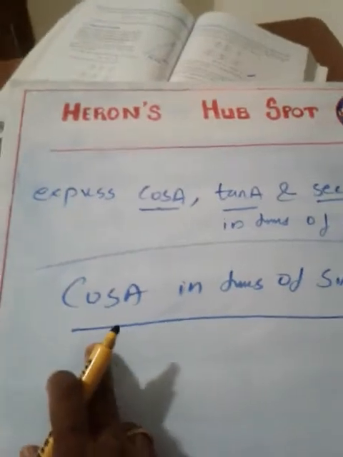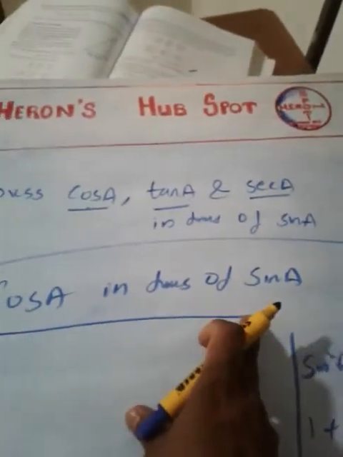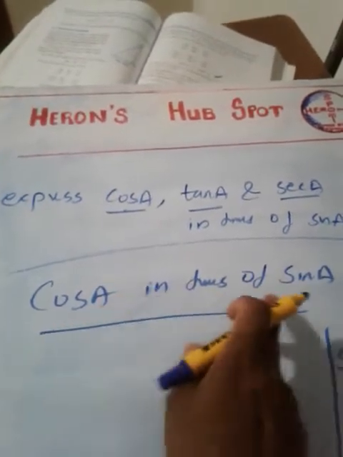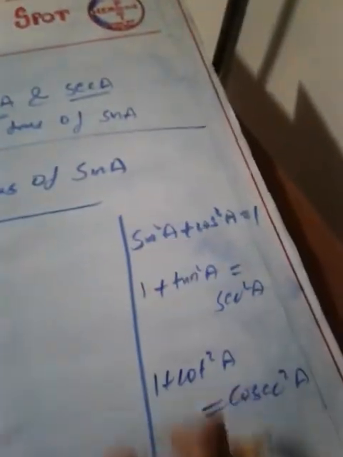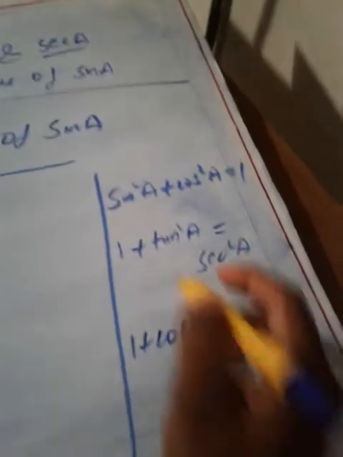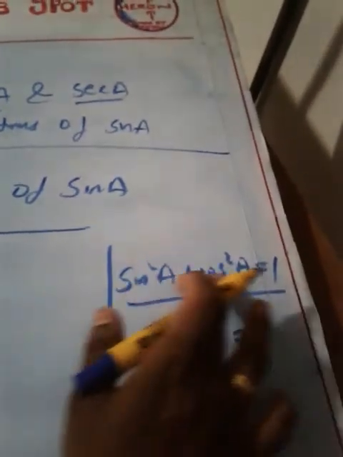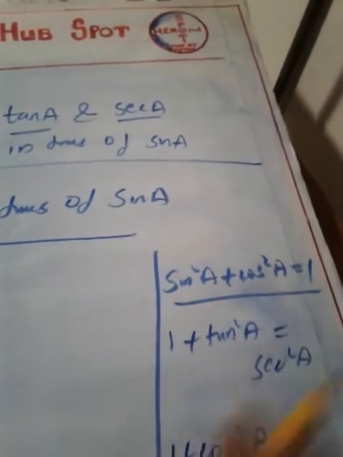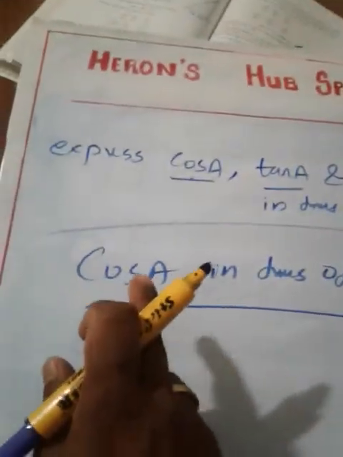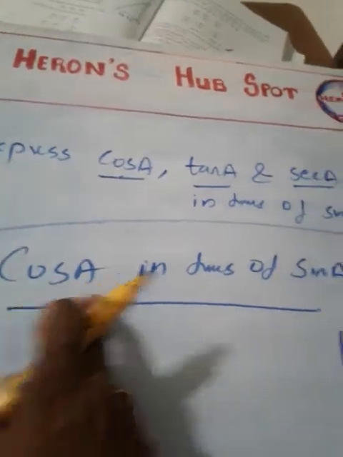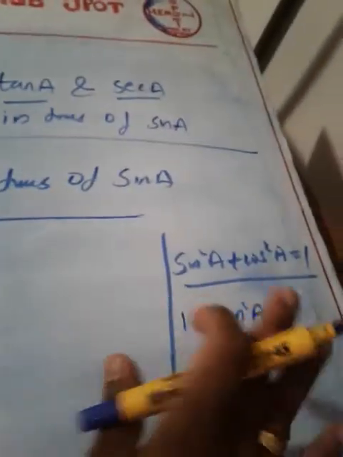And what is the question? We have to express cos A in terms of sin A. So what you have to think is, is there any identity connecting cos A and sin A? This is the only identity connecting cos A and sin A. See, sin square A plus cos square A is equal to 1. This is the connection between sin A and cos A, no? And here we have to express cos A in terms of sin A. Yes, the first identity itself is connecting them.